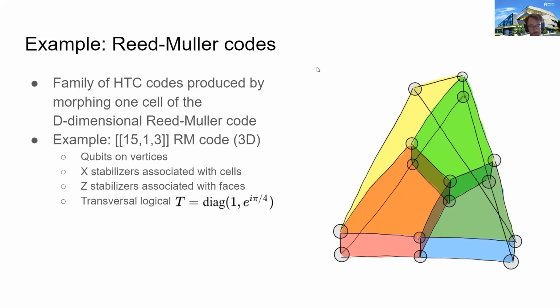The reason people like this code is it has a transversal logical T gate, which, as Thomas mentioned, is necessary if you want universal computation together with the Clifford group. And this is also the R3 gate in the notation of the previous talk.